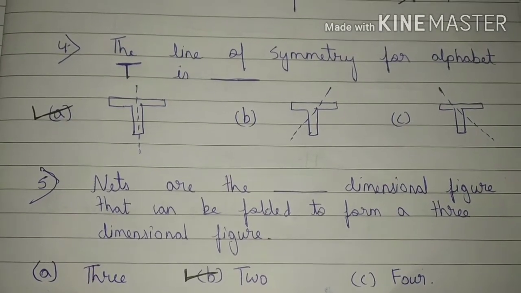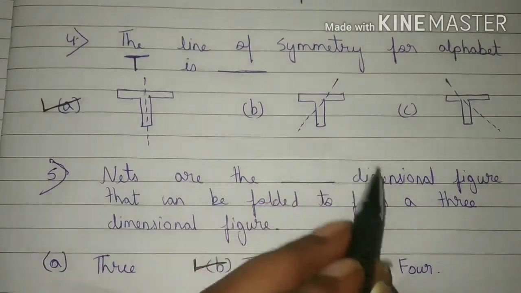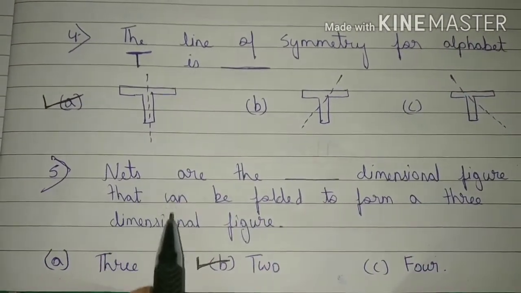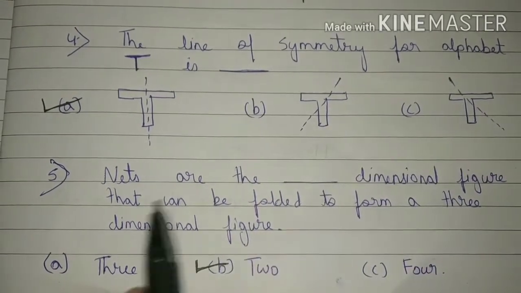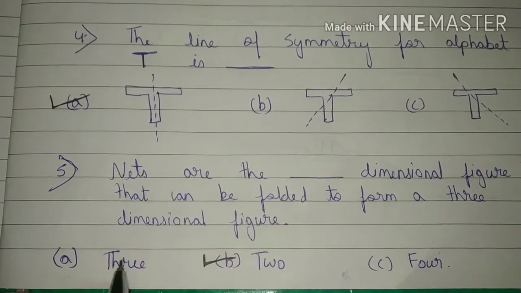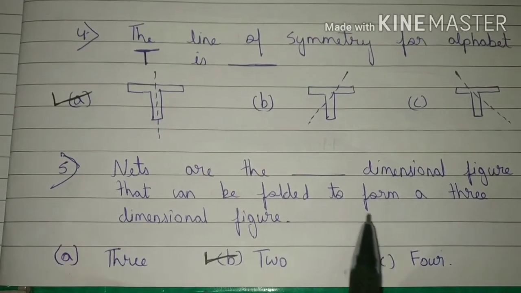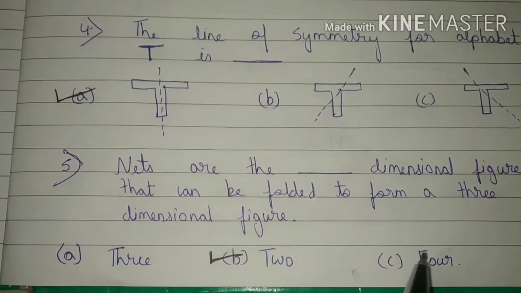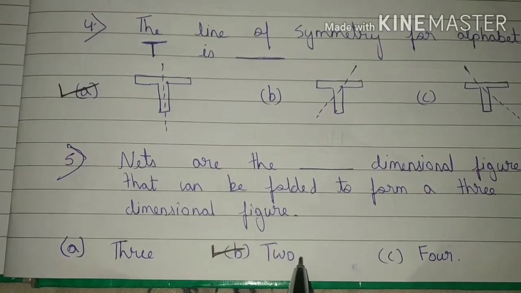Students, now come to question number 5. Next are the dash dimensional figure that can be folded to form a 3-dimensional figure. Here 3 options are given to you. Option A, 3. Option B, 2. Option C, 4. So students, the correct answer is option B, that is 2.